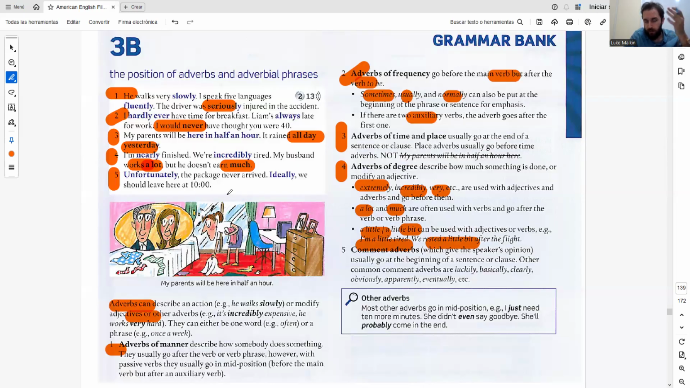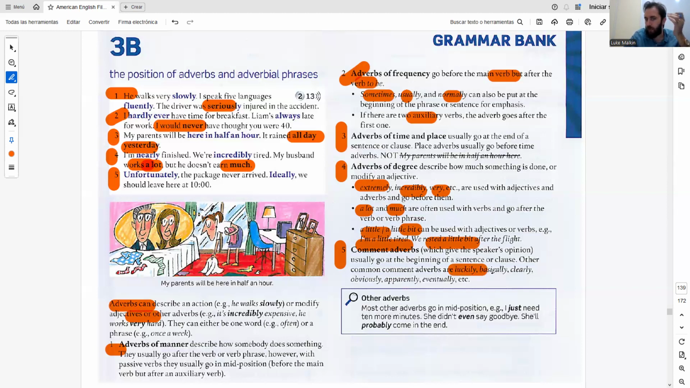Finally, in this example number 5: unfortunately, the package never arrived. Ideally, we should leave by 10. These are comment adverbs. This gives my opinion of the situation, right? Fortunately or unfortunately depends only on how I feel about it, really, right? It gives the speaker's opinion. And this usually goes at the very beginning of the sentence or clause, right?